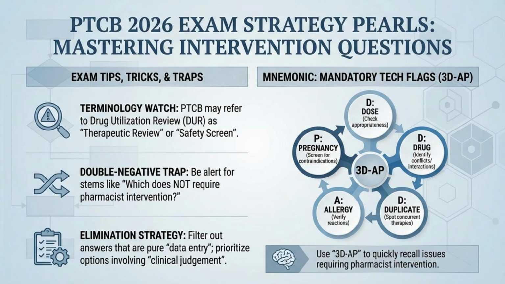Avoid the double negative trap. Use the mnemonic 3 DAP: dose, drug, duplicate, allergy, and pregnancy, to quickly recall issues requiring pharmacist intervention.